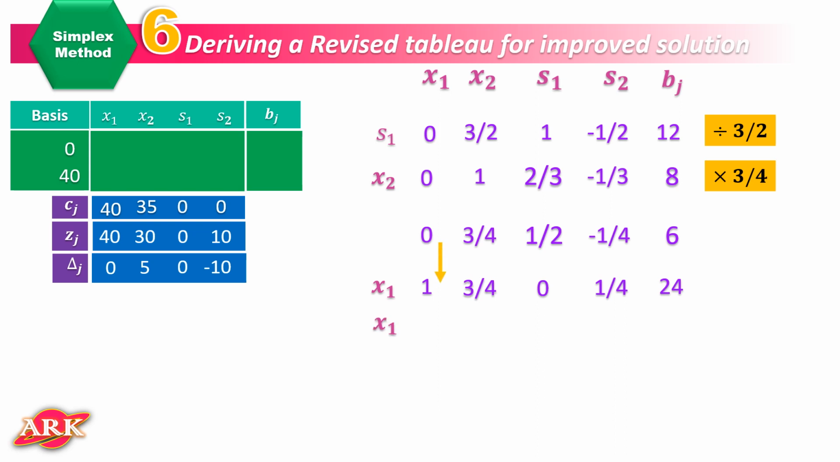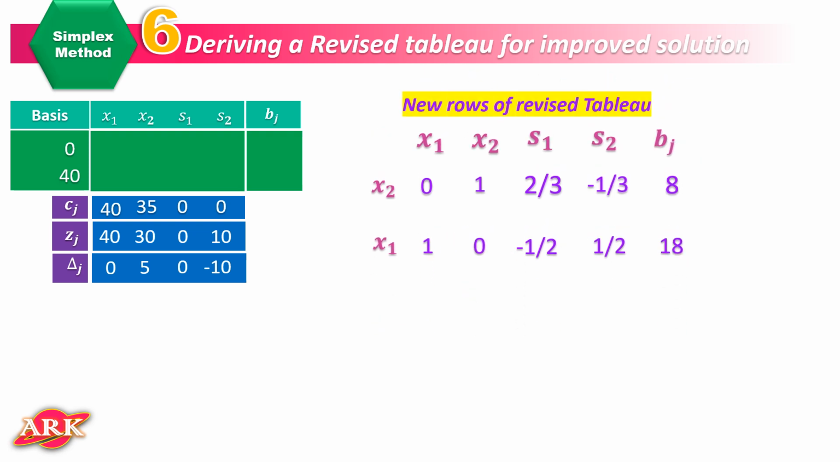1 minus 0 gives us 1. 3 by 4 minus 3 by 4 gives us 0. 0 minus 1 by 2 gives us minus 1 by 2. 1 by 4 minus minus 1 by 4 gives us 1 by 2. 6 subtracted from 24 gives us 18. These are the new rows of the revised tableau. Let's understand each element of X1.